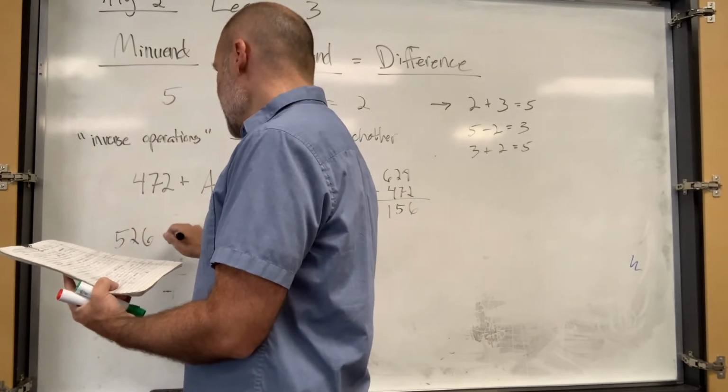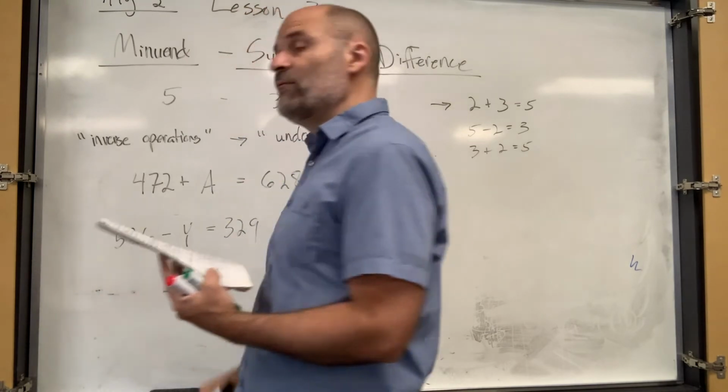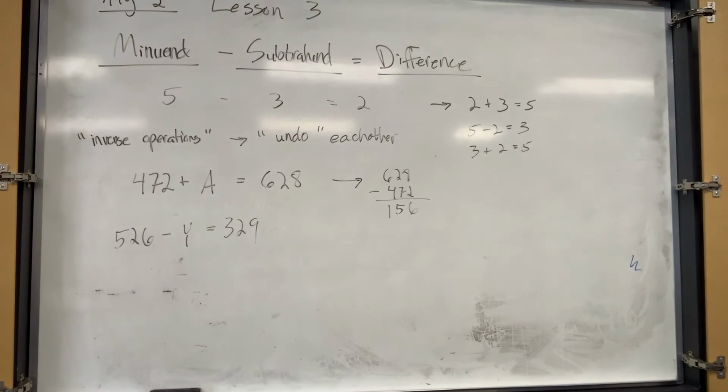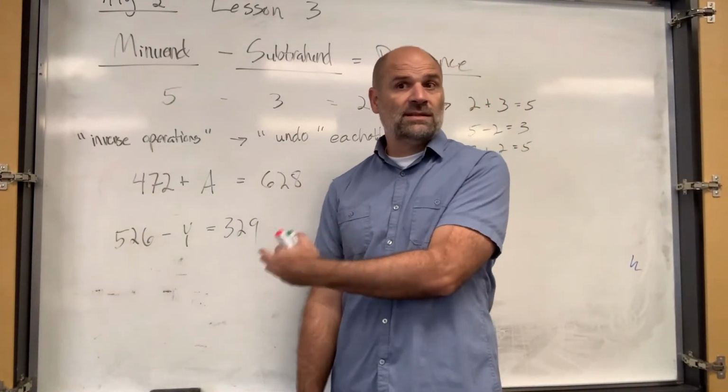Okay, so what happens if I'm missing something like this? 526 minus y equals 329. How do you find that missing number? What do you do? Hold up, I gotta think. You subtract.